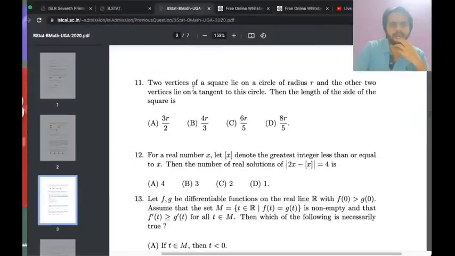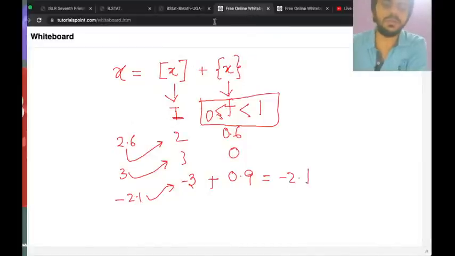Then you have two vertices of a square lie on a circle of radius r, and the other two vertices lie on a tangent to this circle. Then the length of the side of the square is, now this is an important question because this is applicable to a lot of exams, PGDBA, CAT, MSQE, JEE, a lot actually. So let's just think about it. You have a circle of radius r.